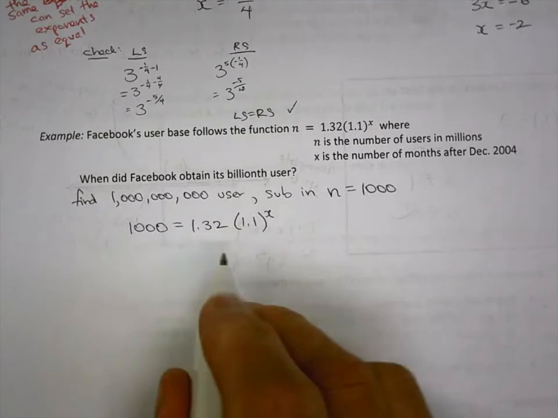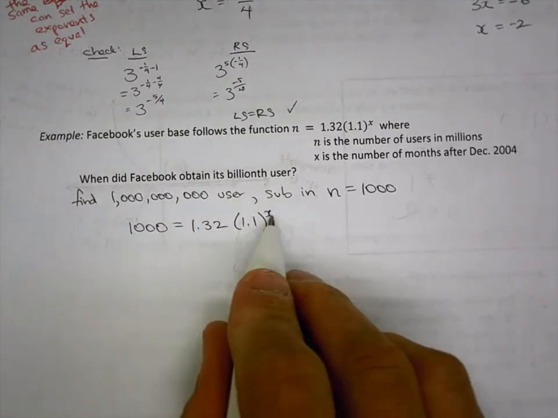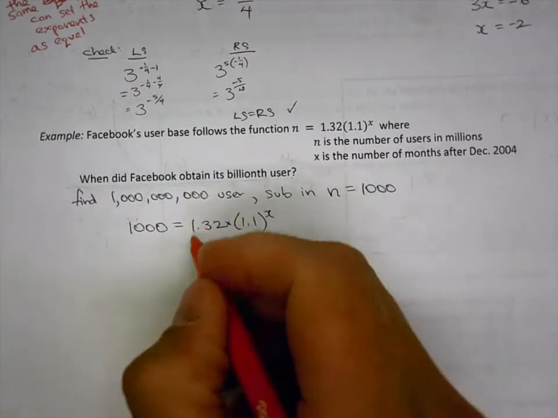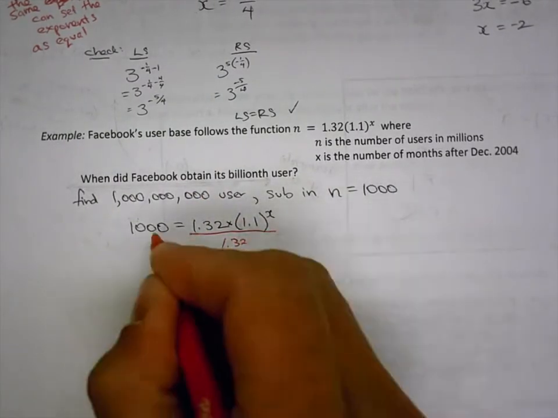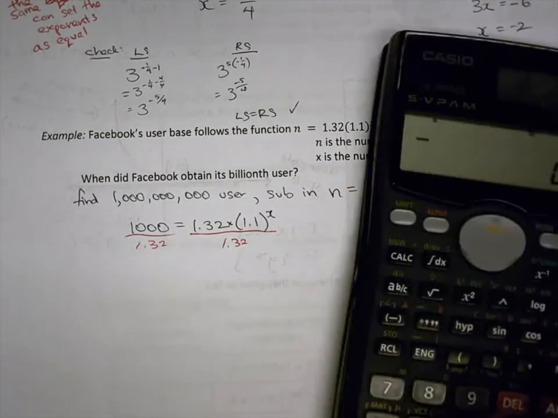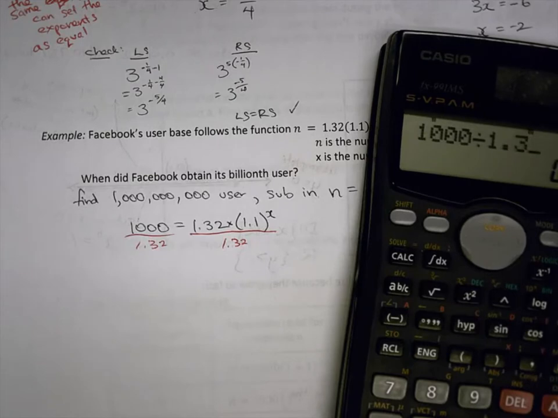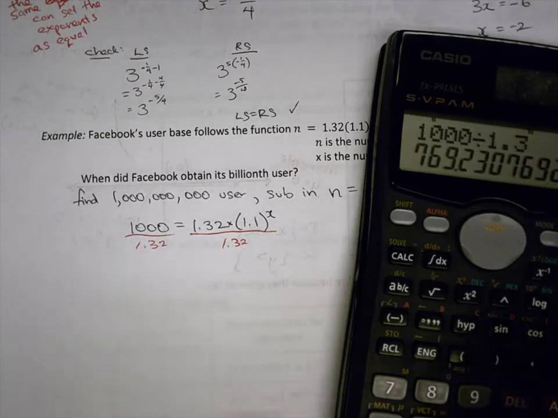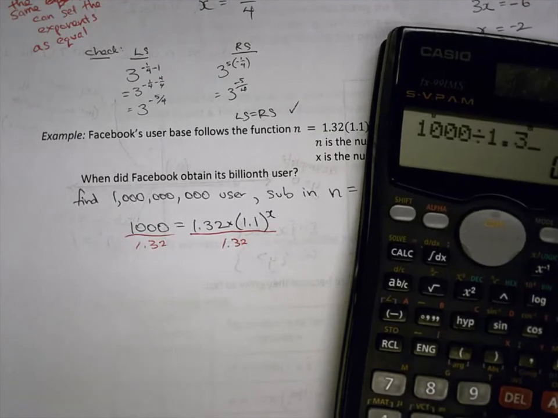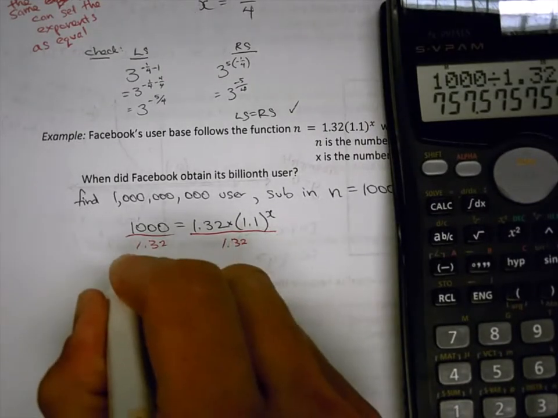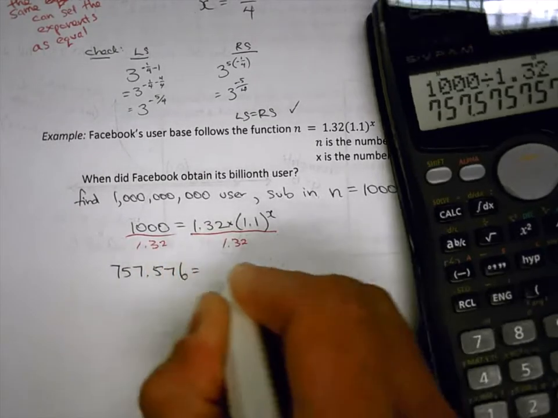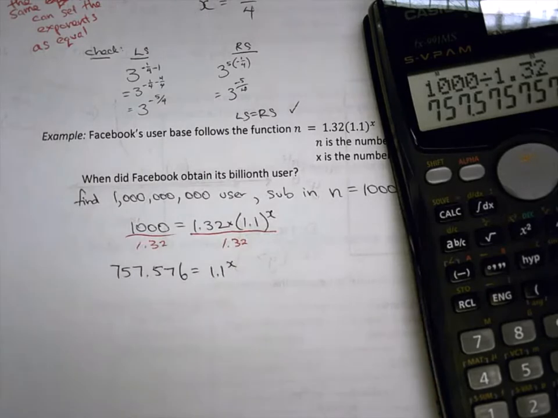Okay, well, I need to solve for x. One thing I can do, I know that these are multiplied together, so I could divide both sides by 1.32. I could do BEDMAS backwards here. I'm going to need my calculator. So 1,000 divided by 1.32, that gives me 757.576 equals 1.1 to the power of x.